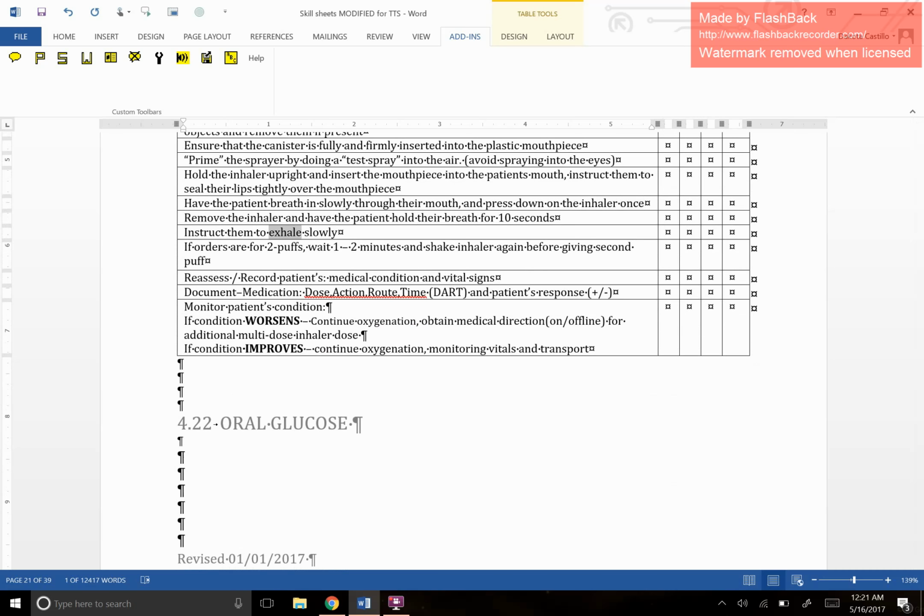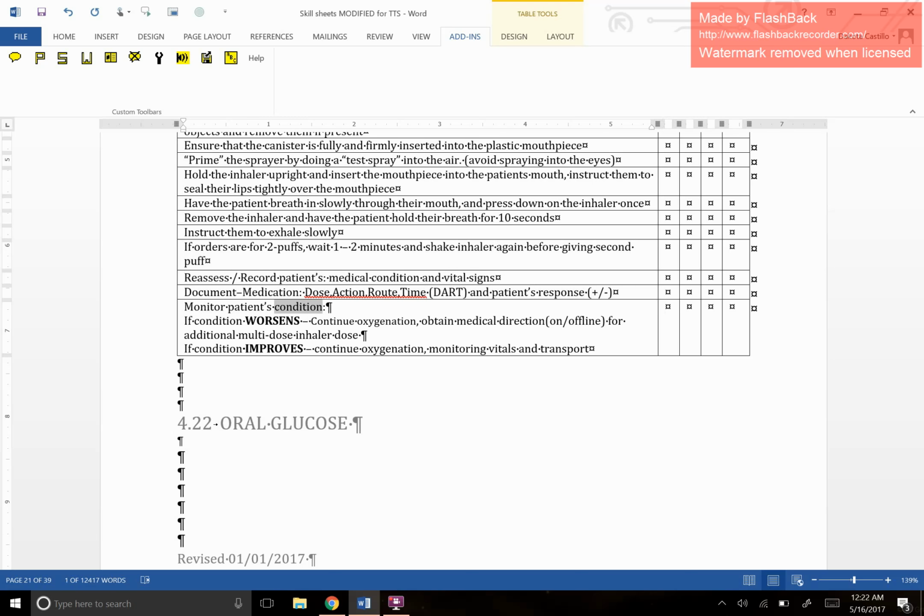Instruct them to exhale slowly. If orders are for 2 puffs, wait 1-2 minutes and shake the inhaler again before giving the second puff. Reassess and record the patient's medical condition and vital signs. Document medication, dose, action, route, time, DART, and the patient's response, plus or minus.